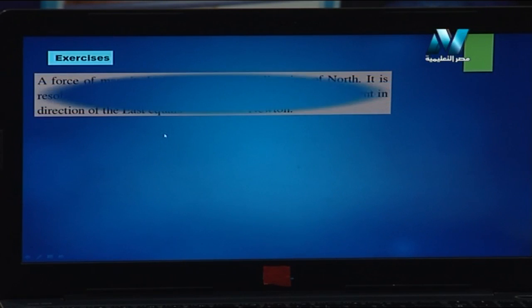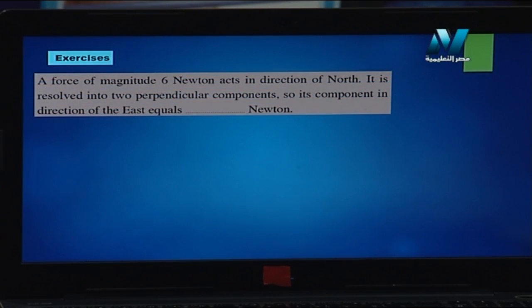Exercise. The first one. A force of magnitude 6 Newton acts in the direction of north. We know that north is a main direction. It is resolved into two perpendicular components. So the component in the direction of the east equals what? Newton. Let's draw it. This is the north direction here. Yes, 6 Newton. And this is the east direction here. F. This is the right angle between them because they are perpendicular.